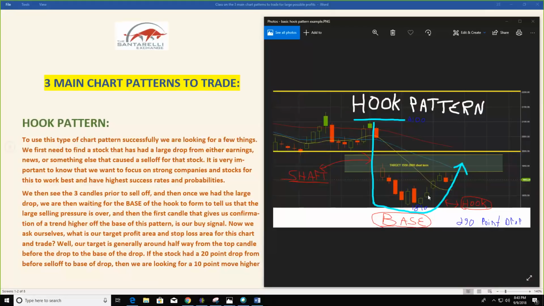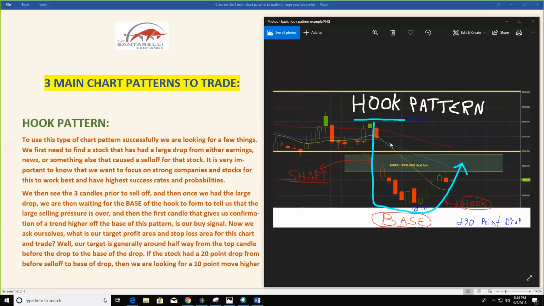Okay, so first off, you have to see if there's any type of resistance areas from the shaft, the drop, from the base to where the hook started, the shaft up top here. If there's any type of resistance areas from the base to the top of the shaft, that's going to be an area of resistance, and that might be an area where we may want to take our profits or have our target estimate for this trade.